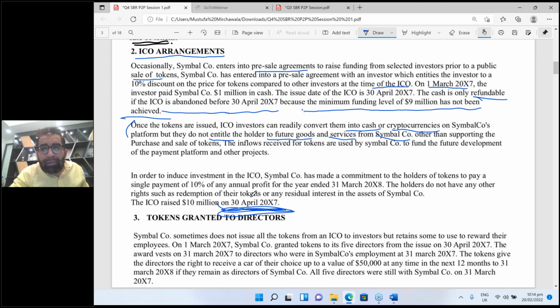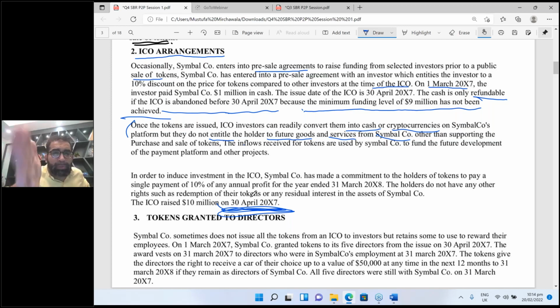Now the inflow received for tokens is used by symbol company to fund future development of the payment platform and other projects. Whatever money symbol company will receive from tokens, it will use to fund future development of the platform and other projects. But symbol company has no obligation to do it, that's their own wish. This expenditure is their own wish, so there is no obligation at all.